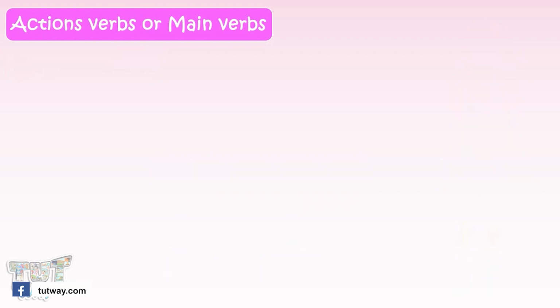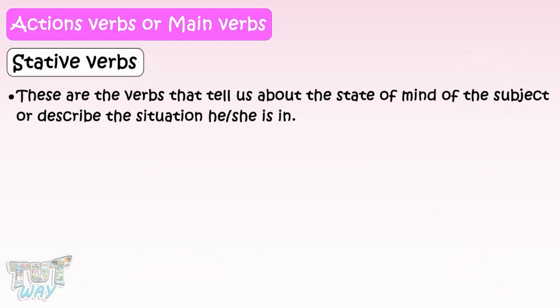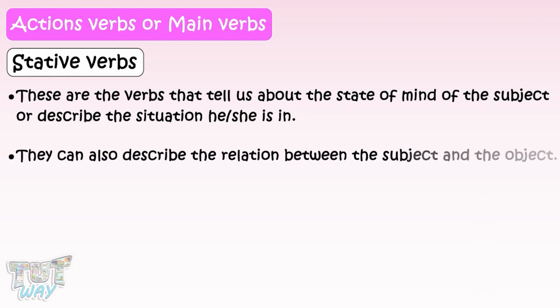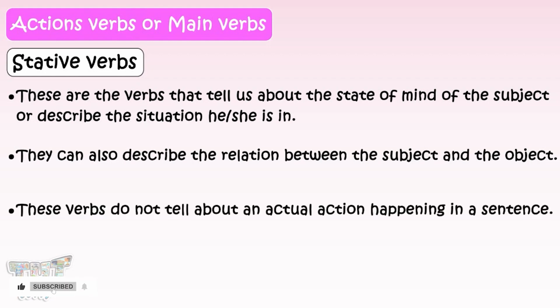Now let's learn what are stative verbs. These are the verbs that tell us about a state of mind of the subject or describe the situation he or she is in. They can also describe the relation between the subject and the object. These verbs do not tell about an actual action happening in a sentence.